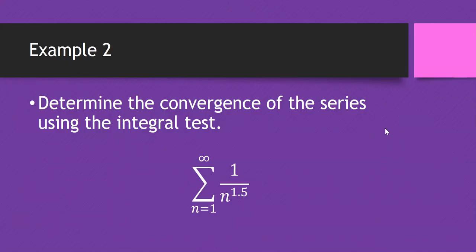So here's what I'd like you to do. I would like you to use the integral test, integrate a function which is continuous, positive, and decreasing, and determine whether this infinite series converges or diverges. So this infinite series is the infinite sum of 1 over n to the 1.5 power. Go ahead and push pause on the video, and then I'll explain that in about 4 or 5 seconds.